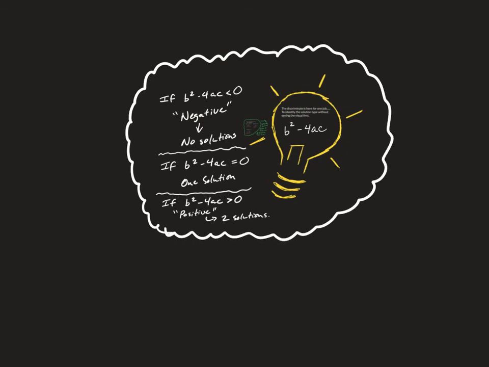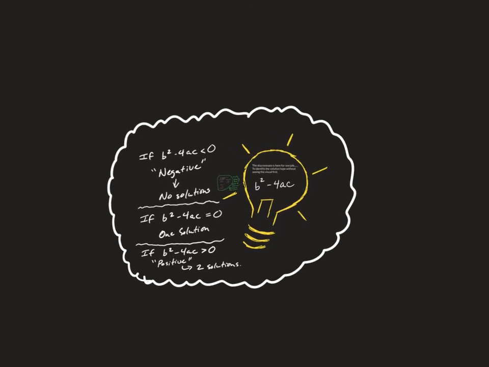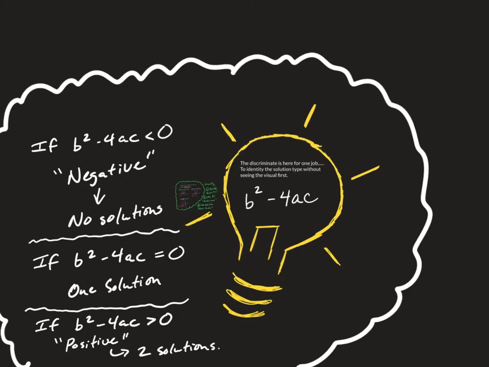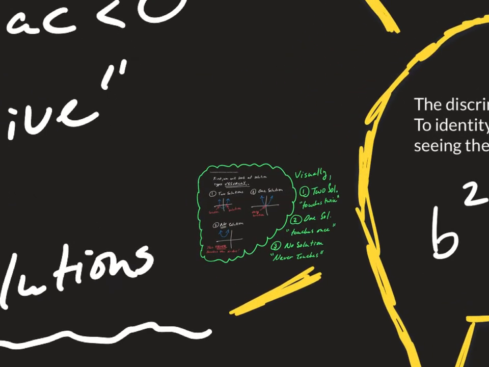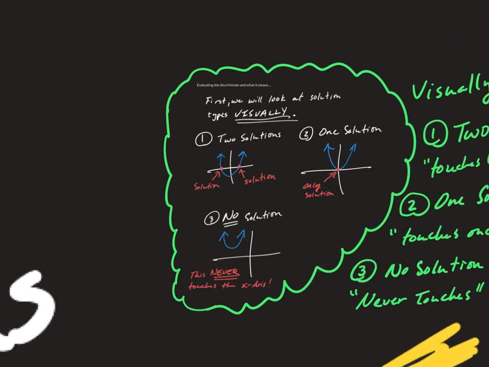All right, so let's have a quick recap. We started off by talking about a couple of rules. And the rules that we talked about first were visually, all right? So you know what solutions look like. It's determined by the number of times you touch the x-axis. You touch twice is two solutions. You touch one time is one solution. You never touch is no solutions.